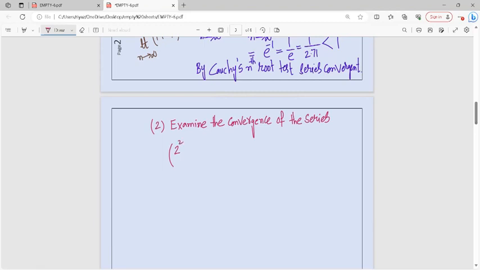The question is 2 to the power of 2 by 1 to the power of 2 minus (2 by 1) whole to the power of minus 1, plus 3 to the power of 3 upon 2 to the power of 3 minus (3 by 2) whole to the power of minus 2, plus 4 to the power of 4 divided by 3 to the power of 4 minus (4 by 3) whole to the power of minus 3, plus and so on. We are going to check whether it is convergent or divergent.